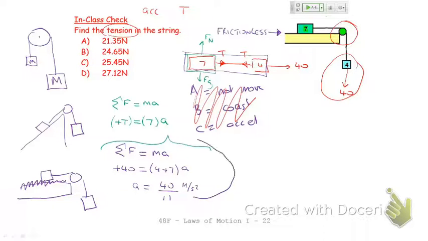And I come back down here and I substitute in. And I say T is equal to 7 times 40 over 11, which equals 7 4s are 28, 280 over 11, which equals 280 divided by 11 equals 25.45, which is 25.45 newtons.